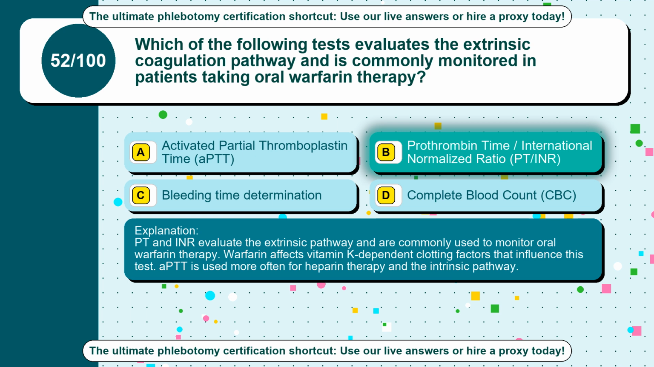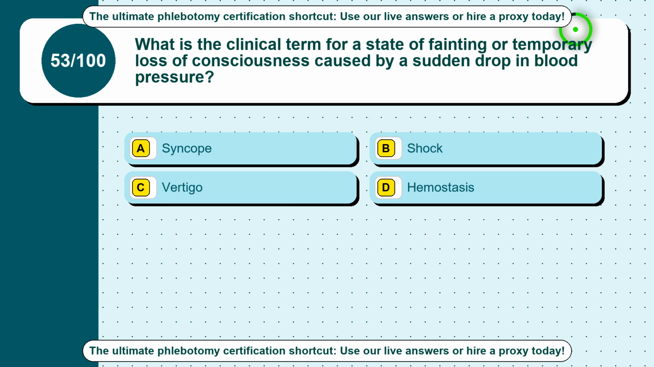APTT is used more often for heparin therapy and the intrinsic pathway. Question 53. What is the clinical term for a state of fainting or temporary loss of consciousness caused by a sudden drop in blood pressure?